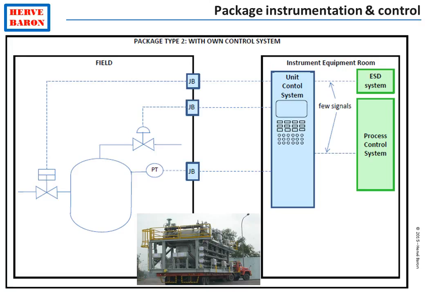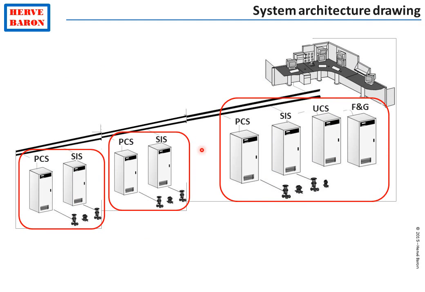This is the case, for instance, for critical equipment such as turbo machinery. For such types of equipment, the unit control system is always supplied by the vendor for the reason of the responsibility. This allows to show on the architecture drawing the unit control systems of equipment.